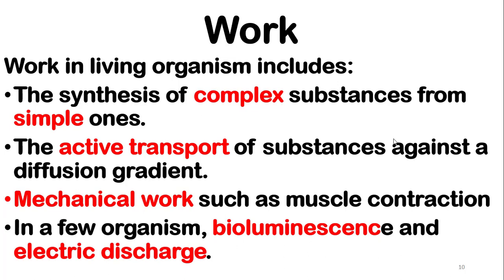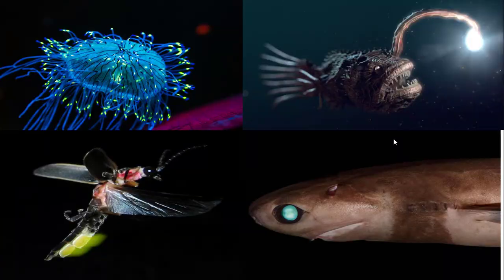In a few organisms, number one, bioluminescence and electric discharge. Some living organisms perform chemical reactions inside their bodies and they produce luminance, meaning light. That light can be used for different purposes, to protect or to see things around. They also produce electric discharge. This electric discharge can be used to protect and also to threaten predator animals.